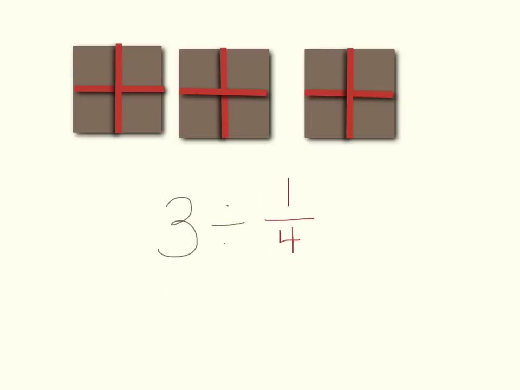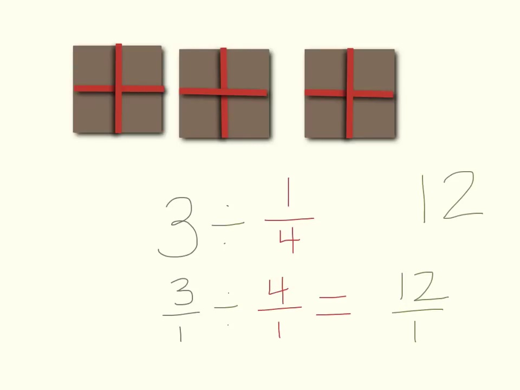And that means I flip the second fraction, but I also have to make this first fraction into a fraction. And we learned that if I put this over a 1, it will still equal the same thing. So 3 over 1 divided by my flippity flop. I put my 4 as my numerator and my 1 as my denominator. What does that equal? It equals 12 over 1, which also just means 12.